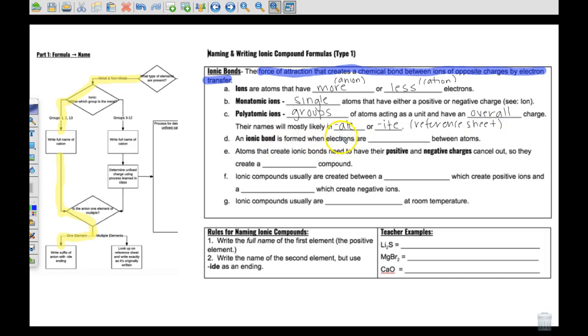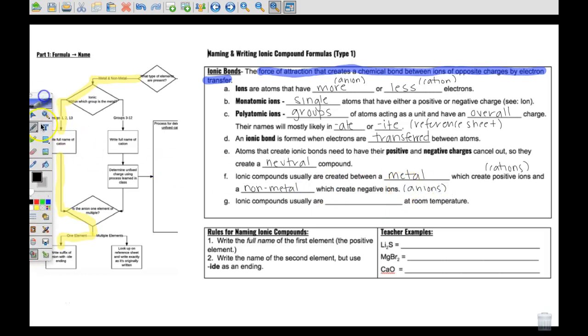An ionic bond is formed when electrons are transferred between atoms. And atoms that create ionic bonds need to have their positive and negative charges cancel out, so they create neutral compounds. Ionic compounds are usually created between a metal, which creates positive ions or cations, and a nonmetal, which creates negative ions or anions. And the key word here is usually. So there are some exceptions to the rule, which we'll discover as we move on.